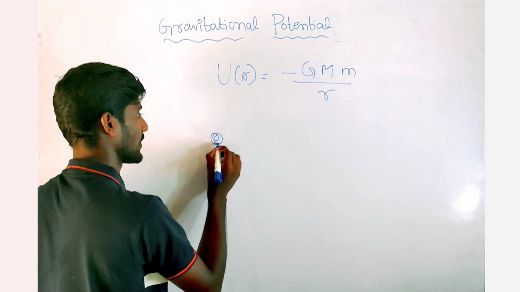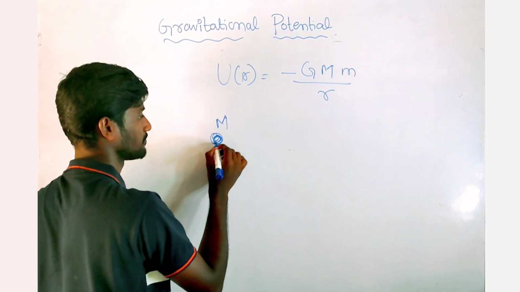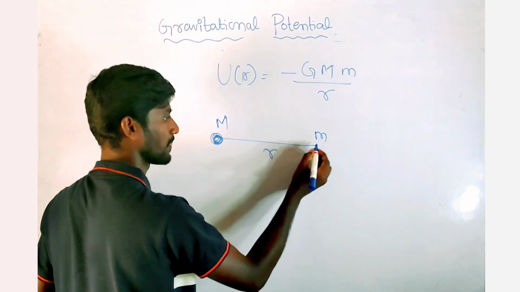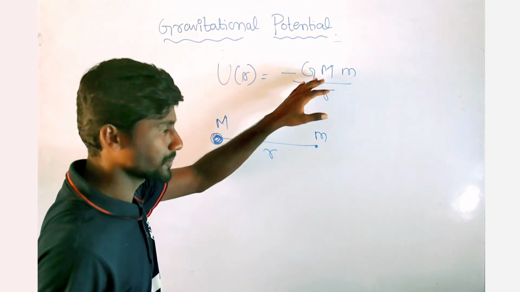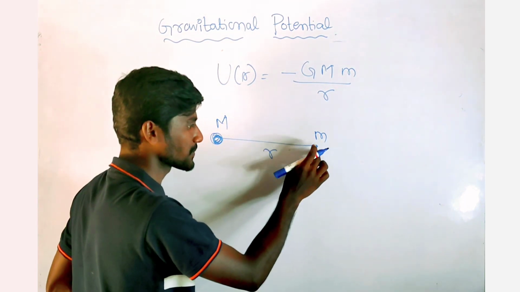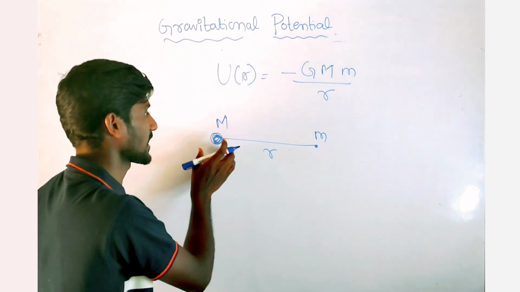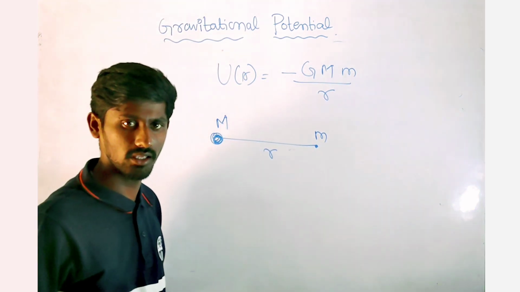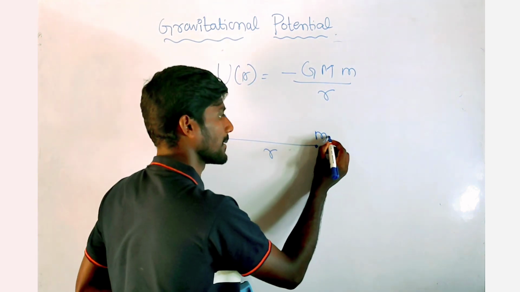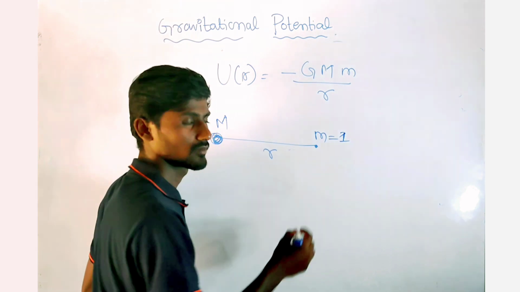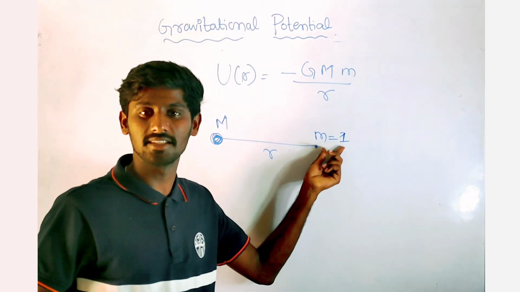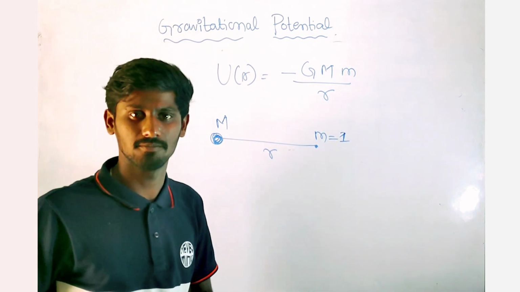So if I have a capital M here and I have a small m here which are at a distance of R, then this expression gives the potential energy of the small m at this point which is at a distance of R from the center of the capital M. Okay, and if I replace this small m with the unit mass, then that gravitational potential energy is nothing but the gravitational potential.